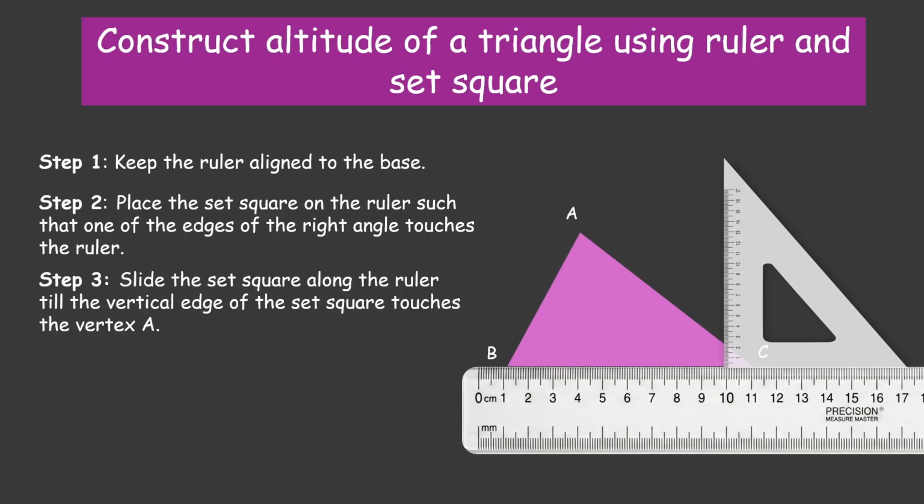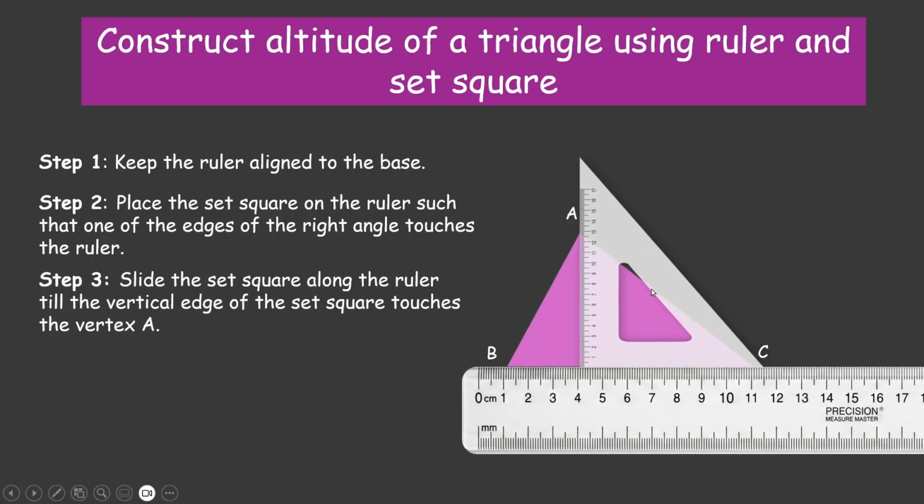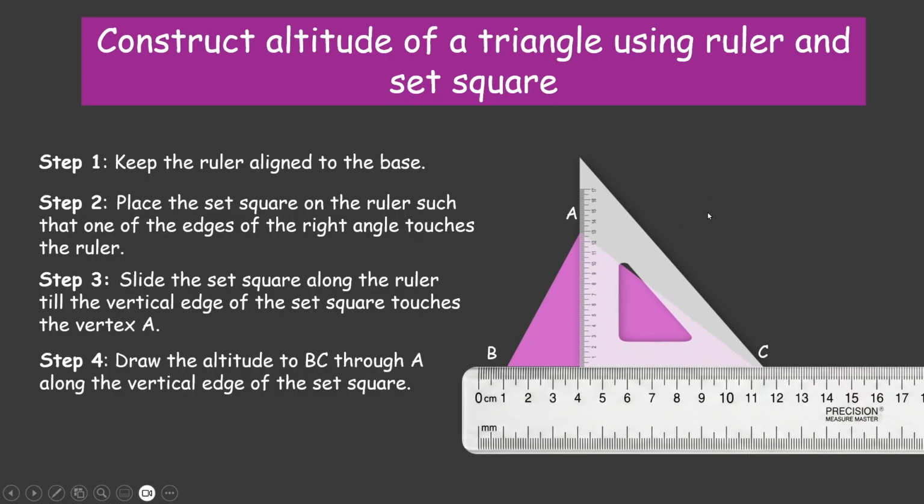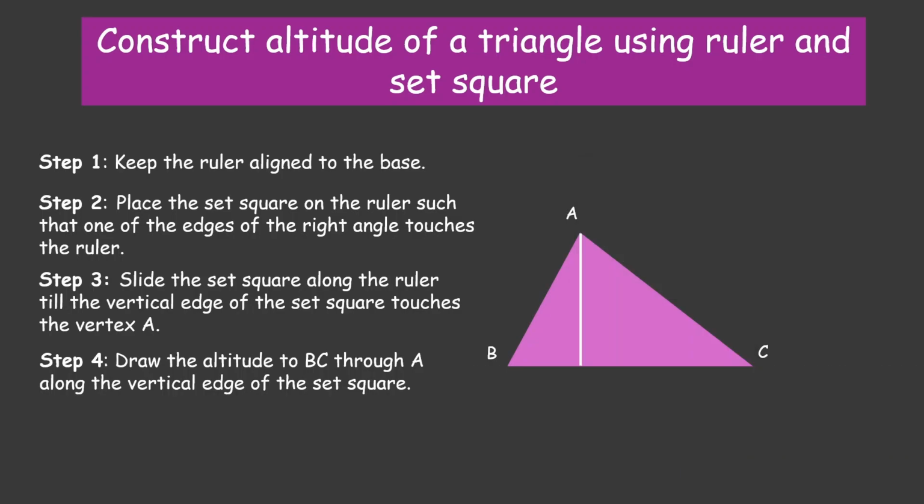Next, we slide the set square along the ruler till the vertical edge of the set square touches the vertex A. Then we draw the altitude to BC through A along this vertical edge of the set square. And let's call this point D, and this AD is the altitude corresponding to base BC for this triangle.